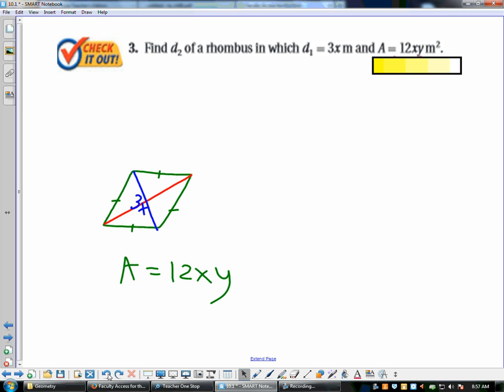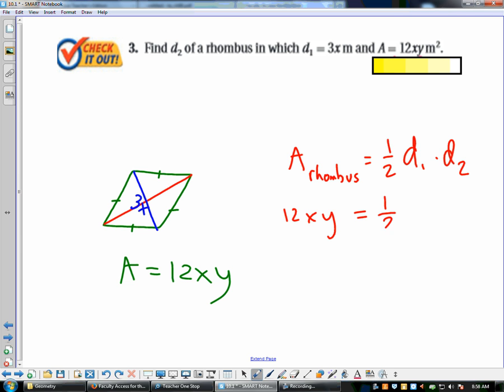What's our formula for the area of a rhombus, Aaron? A equals 1/2 D1 times D2. Okay, and then what? We're going to plug in what we know. What can we plug in? The area is 12xy. All right, so I'm going to say 12xy equals 1/2 times 3x, and we don't know what D2 is.